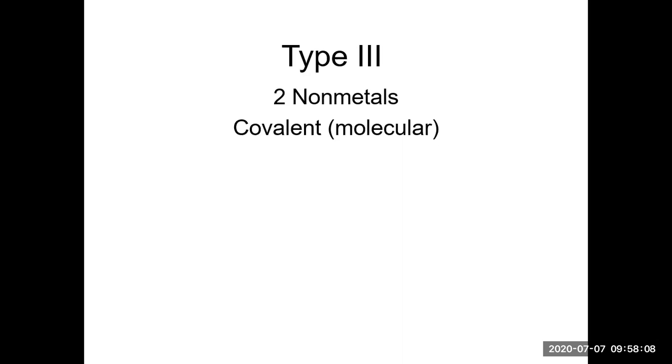All right, so the very last type of naming actually involves two nonmetals, and these are covalent compounds. These are ones that are going to share electrons. And there are certain things that do have common names.